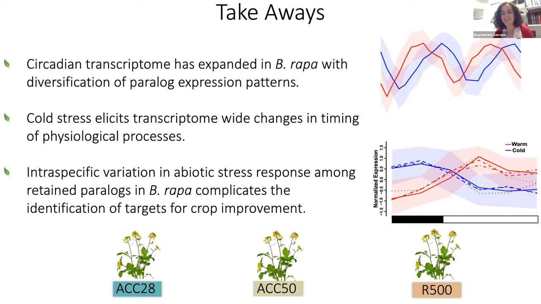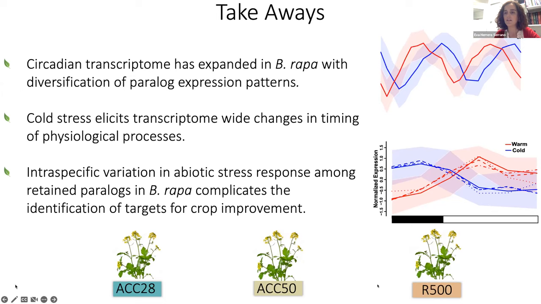Okay, I'll answer a couple of questions. So the first one is, you say that 42% of genes showed this divergence in expression. Do you have some idea of how that is mediated? Is that difference in cis elements, or is it this expansion of clock transcription factors that is causing this? Do you have an idea?